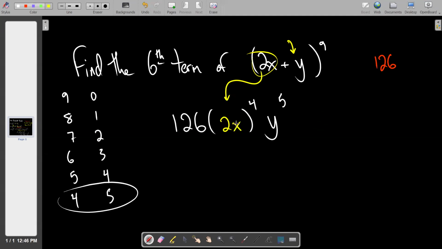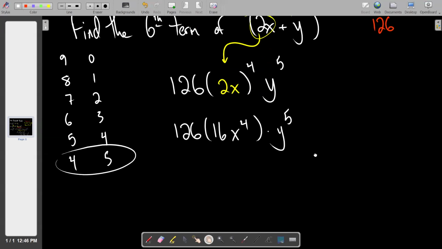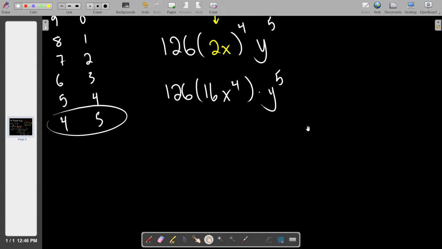Easy peasy. So having said that, we're going to have 126 times 16 x to the fourth times y to the fifth. And then at that point, it's time to grab a calculator and clean it up. 126 times 16 is 2016. So if you were some sort of masochist and you were to actually, God forbid, multiply out 2x plus y times itself 9 times, the sixth term of your answer would be 2016 x to the fourth y to the fifth. Pretty cool, powerful stuff there.